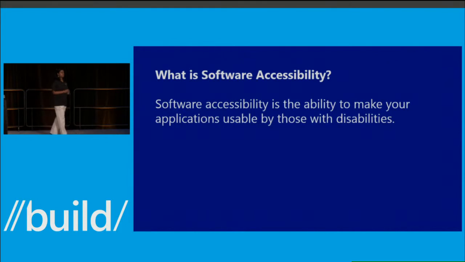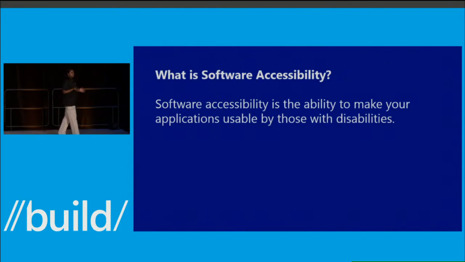What is software accessibility? Software accessibility is nothing but the ability for users with disabilities to be able to use your apps. In Windows 8.1, our whole focus was to increase the investments in built-in platform support for accessibility features, so it makes it easier for developers like you to build these apps with less time and less effort.